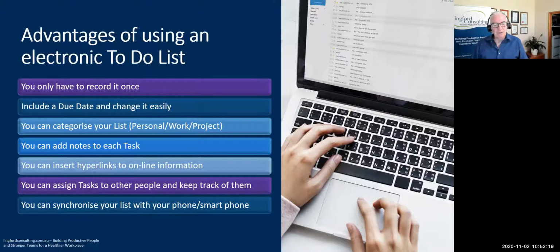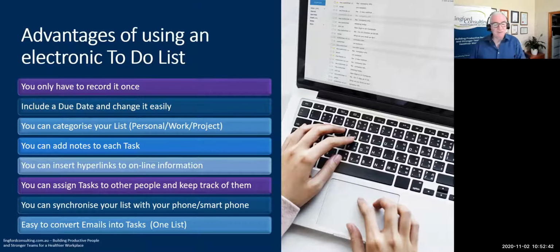You synchronize your list with your smartphone. So this is one thing I love. I use a little program called Microsoft To Do, which synchronizes with Outlook. So straight on my phone, I can just record what I have to do. I actually talk my tasks into my to-do list. So that's really, really quick.